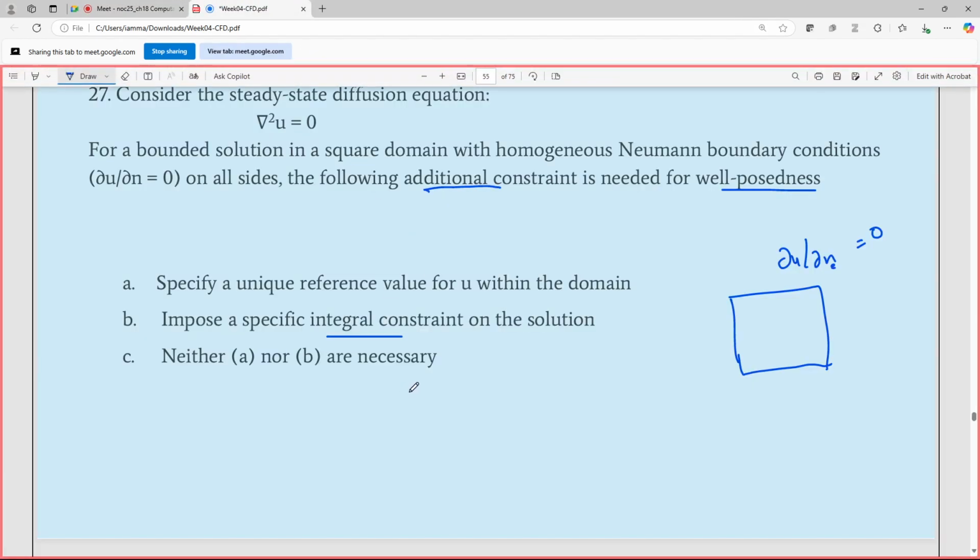So to answer this problem, we need a unique reference for u within the domain. So our answer is option A. For the problem to have a unique solution, we need a reference value since all the boundary conditions are in gradient, that is dou u by dou n. So we need a unique reference value for u within the domain. So the answer is option A.